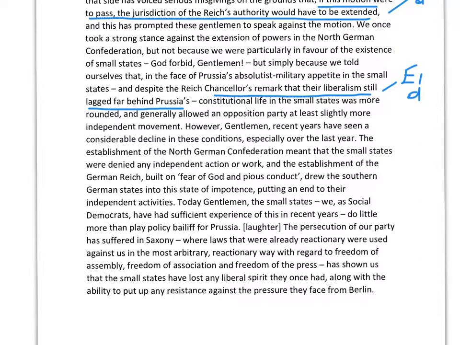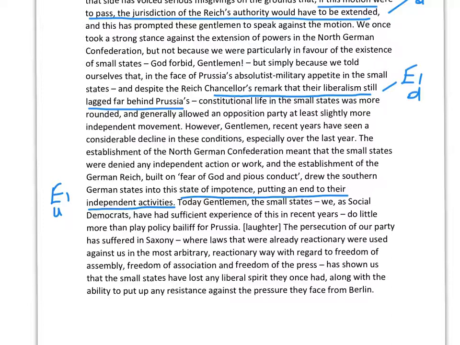We've got a reference to the state of impotence down here, the state of impotence, putting an end to their independent activities. Again, I would say that's relevant to inquiry 1 because it is evidence of the centralising tendency of Prussia, that Prussia is putting an end to any independence, so that is imposing unity, so that would be relevant.